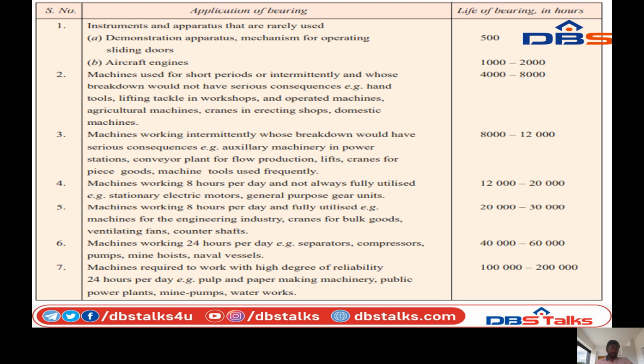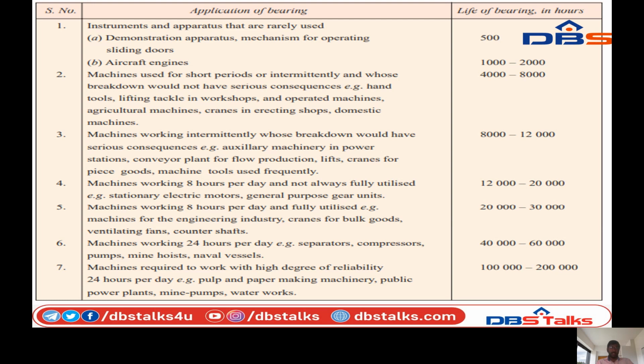Next, the third one is machines working intermittently whose breakdown would have serious consequences. What are the examples? Auxiliary machinery in power stations, conveyor plant for flow production, lifts, cranes for piece goods, machine tools used frequently. In this type of application, the bearing life is 8,000 to 12,000 hours.